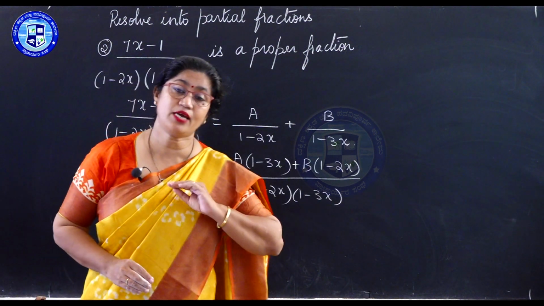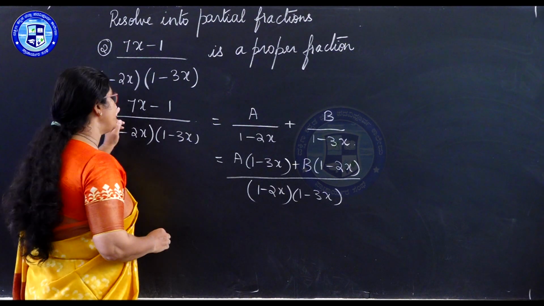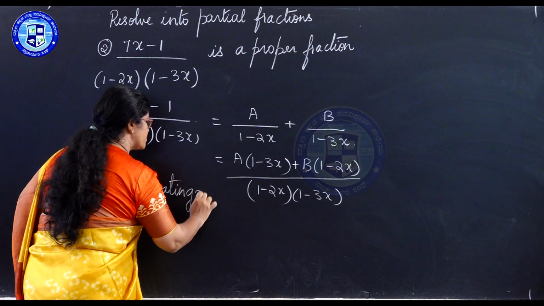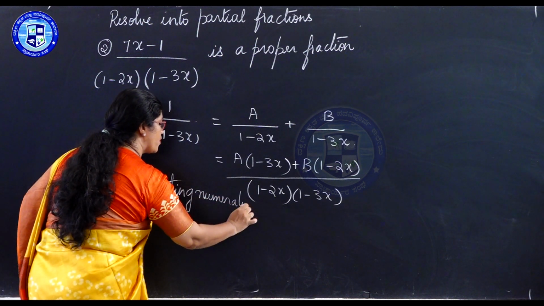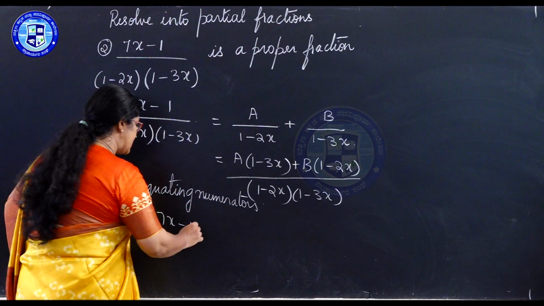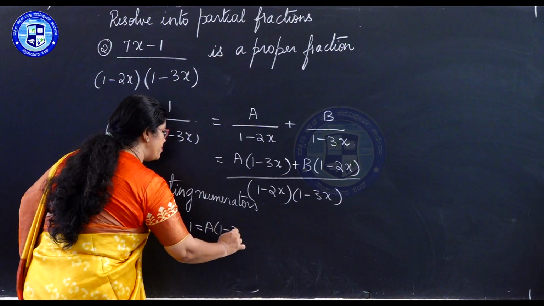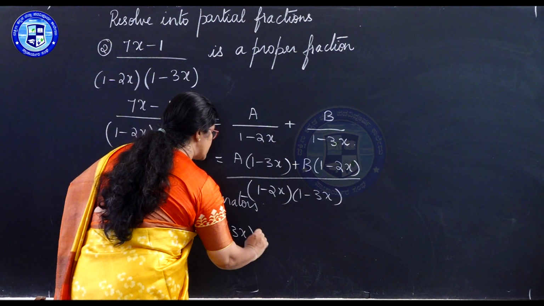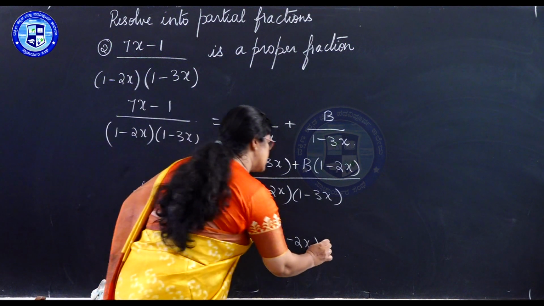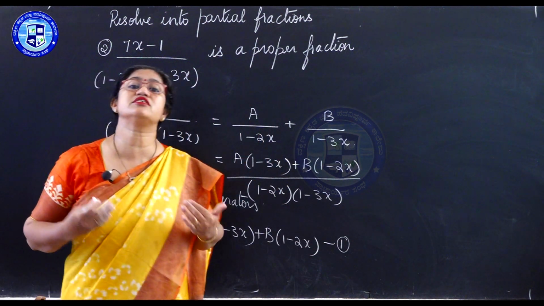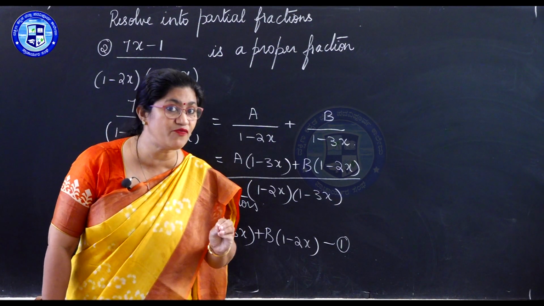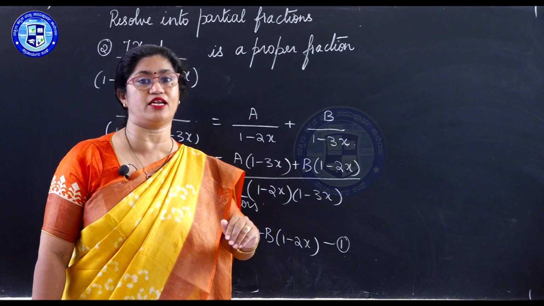What is the next step? Equating the numerators. So equate the numerators. When you equate the numerators, left hand side 7x minus 1 and right hand side is A into 1 minus 3x plus B into 1 minus 2x. Now this I write as equation 1. I need to substitute values for x in order to find the value of A and B. What is that value of x which will make it easy for calculation?